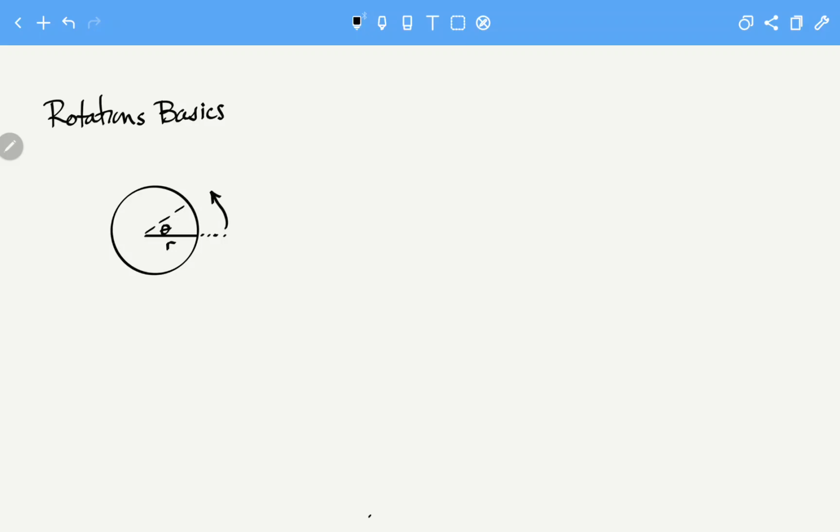We used to go in a straight line, but now we're spinning. So instead of traveling a distance, we're going to travel an arc length. That's this segment right here. That's our arc length, and we call that S. We use S and X kind of interchangeably at this point, but S is our arc length because we're moving through part of a circle.